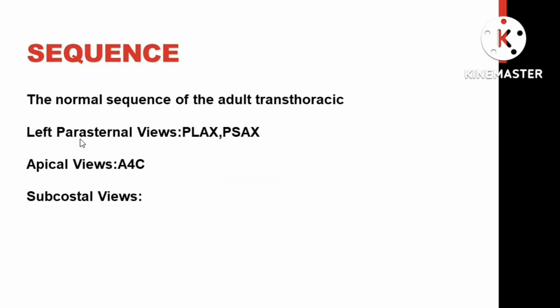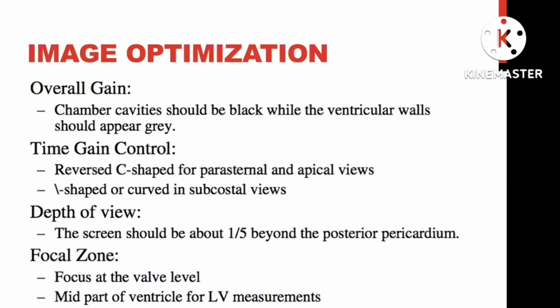Normal of the adult thoracic should start from... they say from different directions. You can start wherever you want, wherever you can access the best image, but you need to look from different areas. Some of them recommend starting from the left parasternal and then going to apical, then subcostal, or you can start from subcostal, apical, parasternal. Okay, but look from all directions.